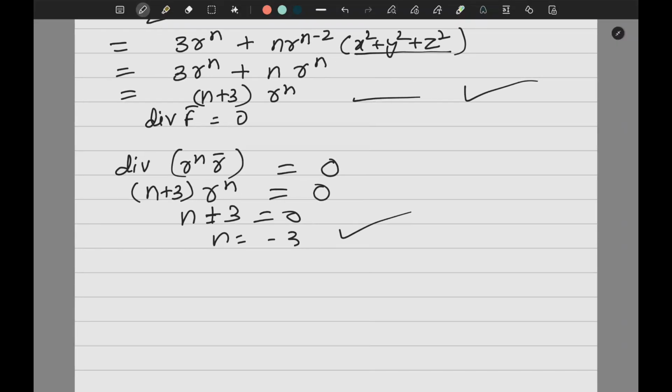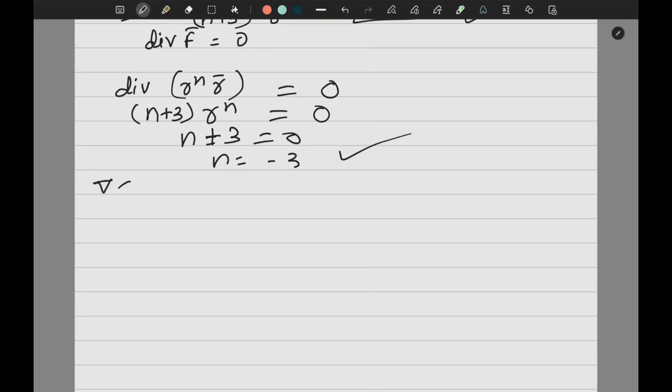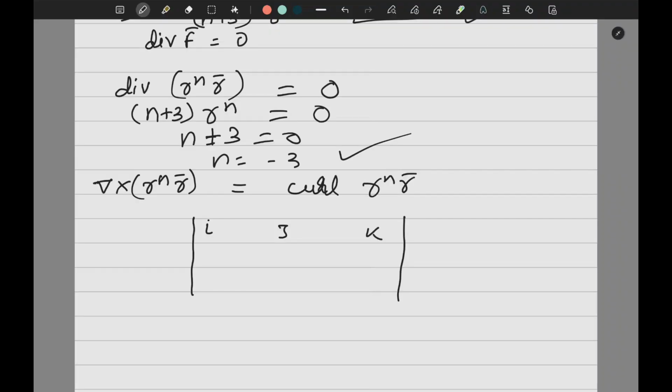Now when I am talking about the curl, how will I find out del cross r to the power n r bar? This I want to solve, right? Or this is curl of r to the power n r bar. So curl is defined by this thing: i, j, k, dou by dou x, dou by dou y and dou by dou z, and r to the power n r bar in each component. Okay, first you write this. This also I can do by summation. If you are not clear about the summation, you can write all the three terms.